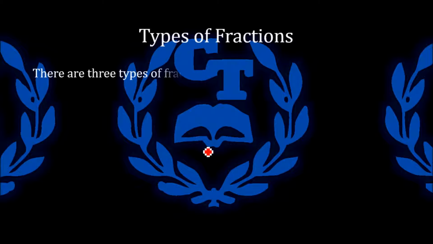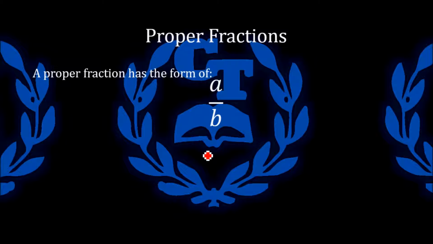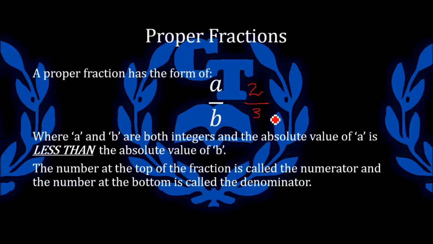Now there are 3 types of fractions that you would encounter, and these are proper fractions, mixed number fractions, and improper fractions. A proper fraction has the form of a over b, where a and b are both integers and the absolute value of a is less than the absolute value of b. For example, if you have something like 2 divided by 3, notice that the 2 is less than the value of 3. Now the number on the top of the fraction is called the numerator, that is this one here, and the number at the bottom of the fraction is called the denominator, that is this one here.